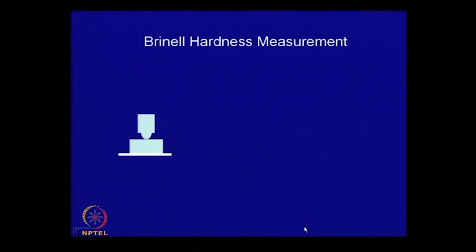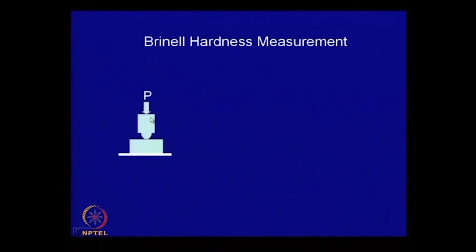Now, let us look at the concept of Brinell hardness measurement. You have an indenter which is mounted on a small cylinder. So, this is the indenter, and this is made up of a hardened steel ball, and this indenter is so hard that it does not deform. It has a hardness level much higher than the material on which measurement is to be taken.